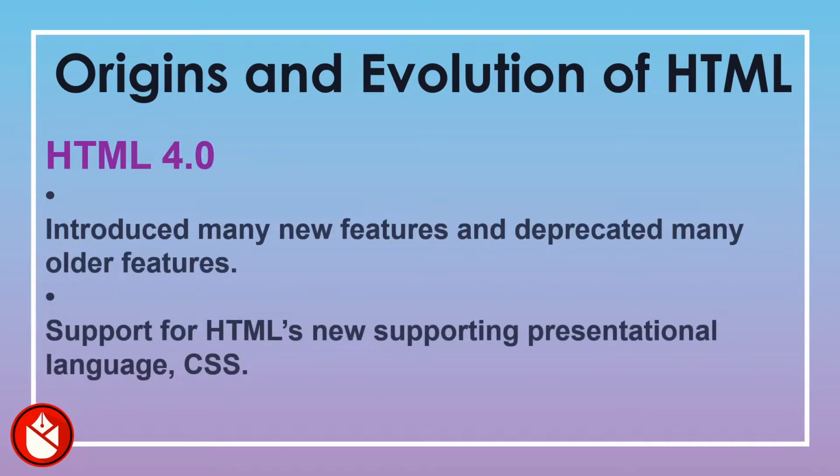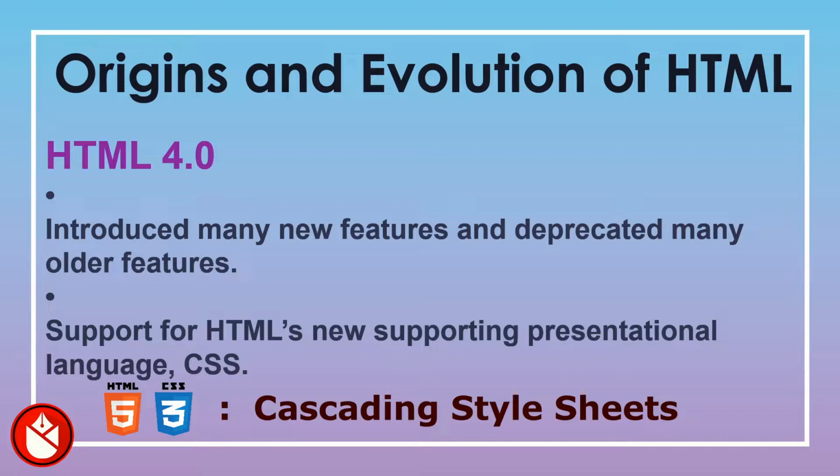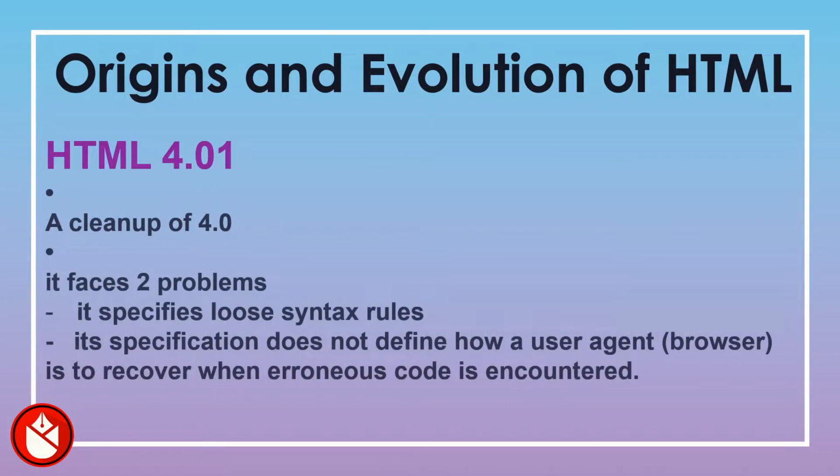Then HTML 4.0 introduced many new features and also deprecated many older features. It added support for HTML's new supporting presentation language, that is CSS, the Cascading Style Sheets. Then HTML version 4.01, a cleanup of 4.0. It faces two problems. It specifies loose syntax rules, and its specification does not define how a user agent, that means the browser, is to recover when erroneous code is encountered.